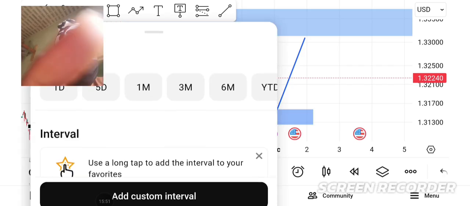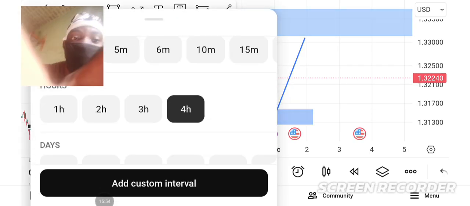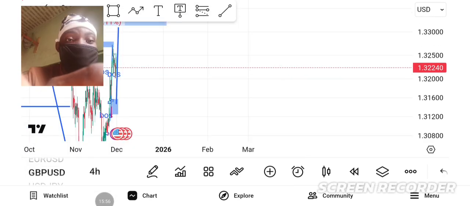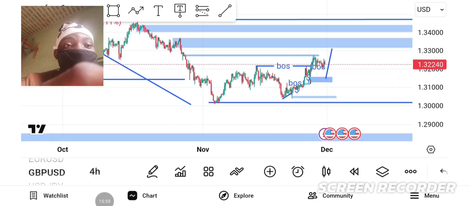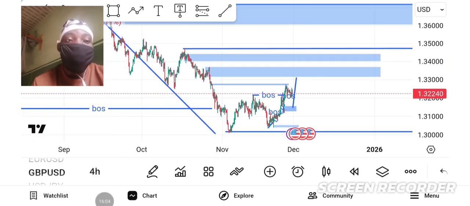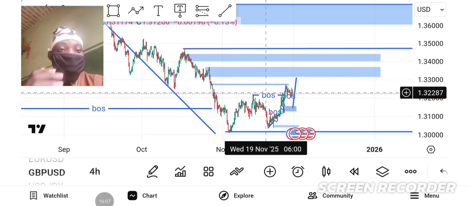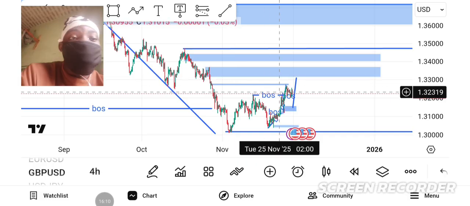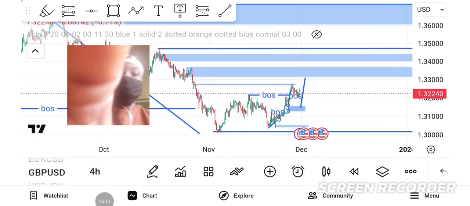So it can look confusing, but it's very, very simple. If you look back at it, you are going to understand how the market moves from trend to trend. It can be bullish, it can be bearish, but how you read it from the higher time frame down to the lower time frame will determine what your outcome is going to be. So that will be all for now.